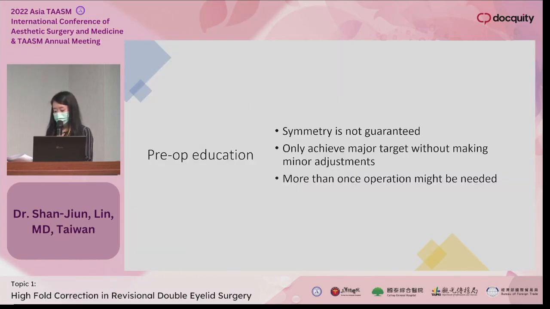There is one other important thing before operation, which is the education for the patient. Because of the adhesions from previous surgery and the tissue removed by the previous doctor, symmetry is not guaranteed. We can only achieve the major target without making minor adjustments, and more than one operation might be needed.